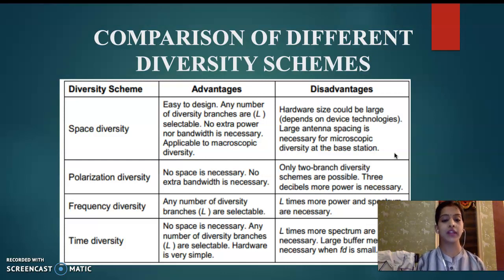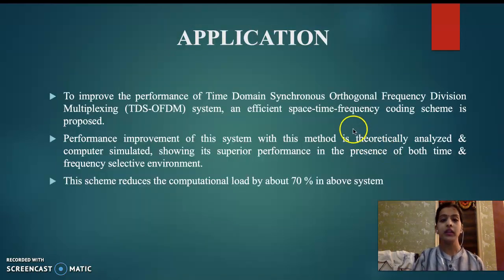In time diversity, no space is necessary. Any number of diversity branches are selectable. But the disadvantage is L times more spectrum is necessary. Large buffer memory is necessary when fading is small. Then we will see some of the applications. The major application we can say is TDS-OFDM.